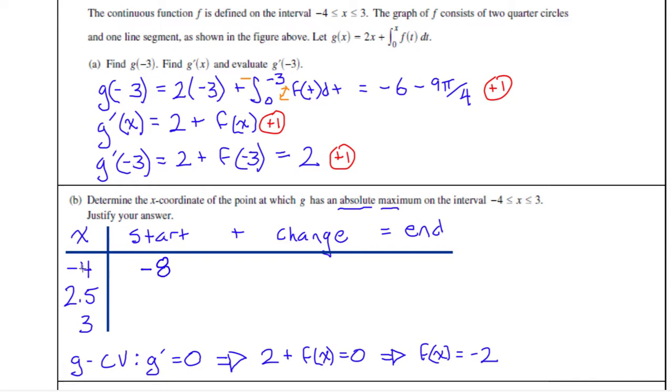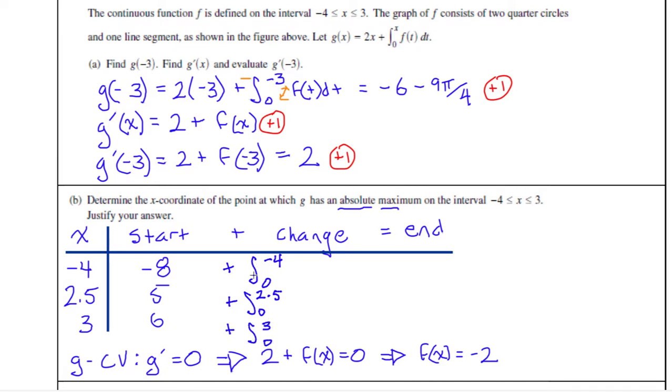All I'm doing right now is plugging in -4. When I plug in -4, I get -8 for 2x. When I plug in 2.5, I get 5 for my start, air quotes. And when I plug in 3, I get 6. Then I need to do the second half. When I plug into the second half, I get the integral from 0 to -4. That's a problem, because these bounds are not correct. Plus the integral from 0 to 2.5, plus the integral from 0 to 3.